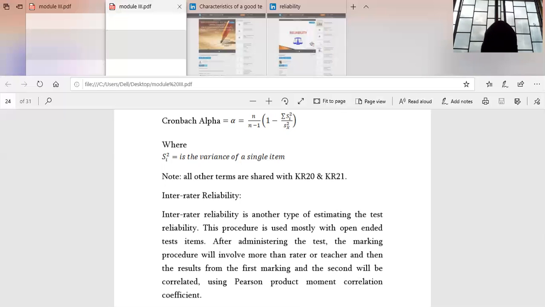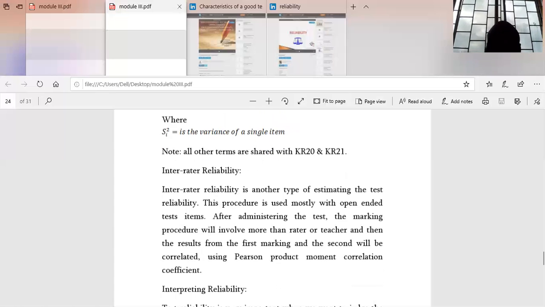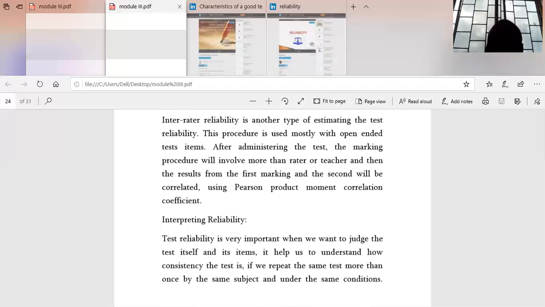That's what we call the Pearson product moment correlation coefficient. Maybe you have 50 students in your class. You take 25 papers to teacher A and 25 papers to teacher B. Then you take the total results of teacher A and the total results of teacher B, and you make the calculation based on the Pearson product moment correlation coefficient to check the consistency in marking. If there is consistency, we say that's okay, that was good.